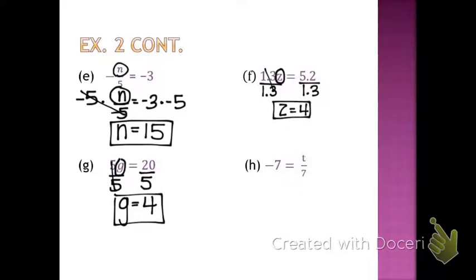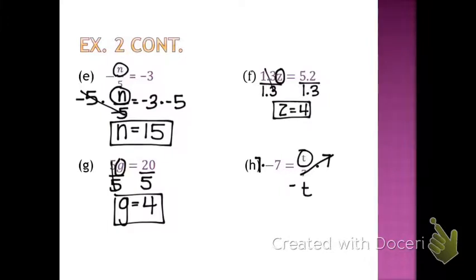All right. Caleb, what's the variable we're trying to isolate in H? And what is keeping it from being by itself? 7. And how do we move it to the other side? Multiply. Good. Remember, if we read the problem, it's negative 7 equals t divided by 7. So the inverse is to multiply by 7. These 7's cancel. Remember, that's a 7 divided by a 7, so that's 1.